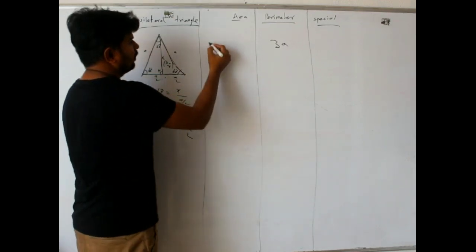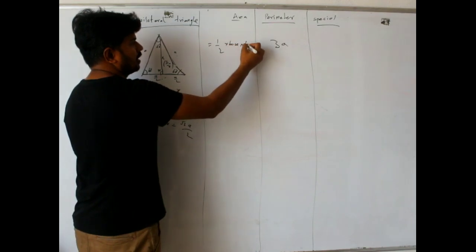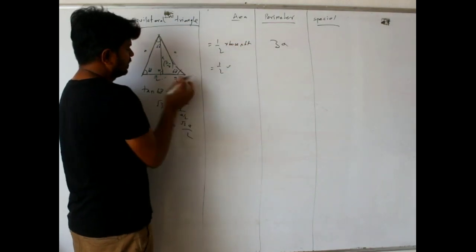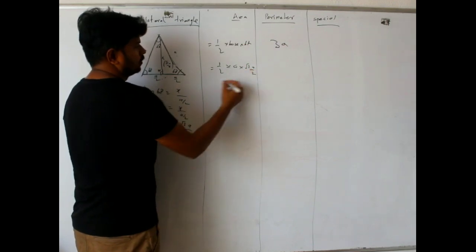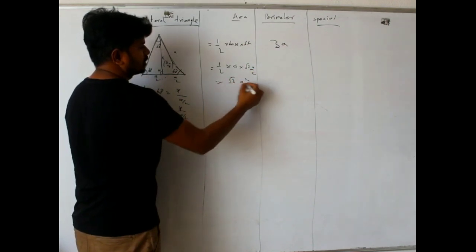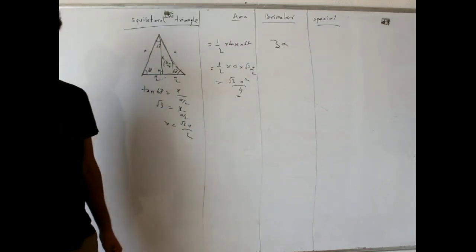So now, what is the formula for the area of a triangle? Half into base into height. So half into, what is the base here? A. What is the height here? Root 3 A by 2. So which is equal to root 3 A square by 4. This is the area of an equilateral triangle.